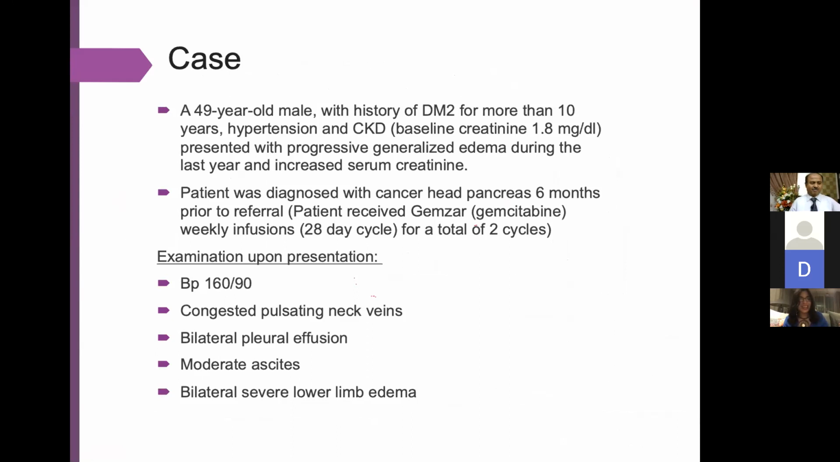Okay. This is a 49-year-old male with a history of diabetes, type 2 diabetes for more than 10 years. He came with hypertension and chronic kidney disease, baseline creatinine 1.8.